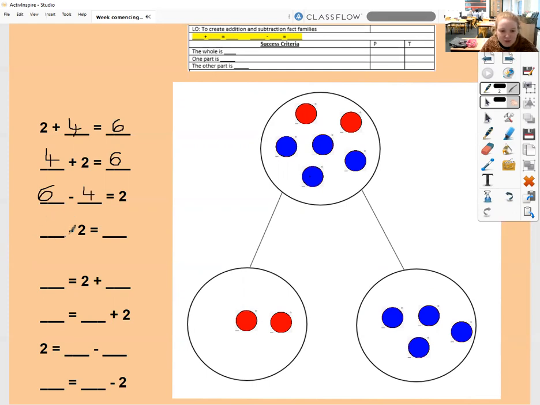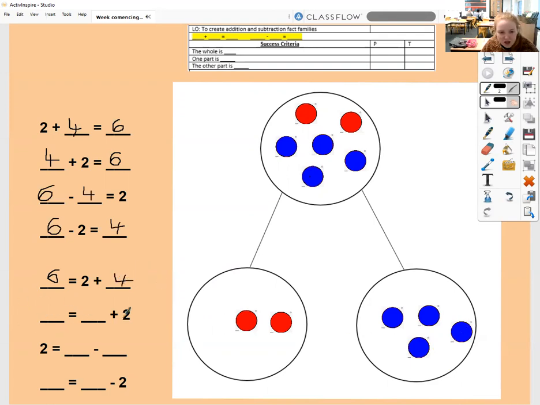Again, it's a subtraction, so before my subtraction symbol is going to be my whole. My whole is 6, and that's going to go in there. So saying 6 subtract 2, which is my first part, equals my remaining part, which is 1, 2, 3, 4. Fantastic. So this time it's looking for an addition, and it's looking for what's going to go in here. It's an addition number sentence, so my equal symbol is here. This is going to be my whole. I know my whole is 6. 6 equals 2, which is my first part, plus my other part, which is 1, 2, 3, 4.